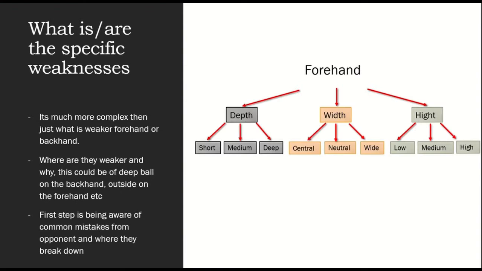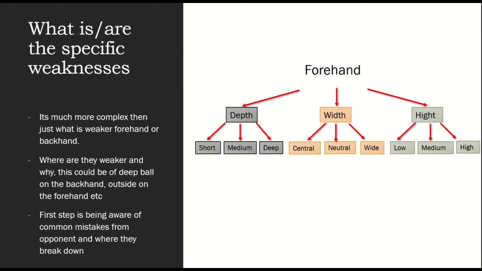It's important to be specific, so it's not just saying, okay, their forehand's better than backhand. What's better? What's worse? Why is it worse? It's a lot more complex than that. Looking at a diagram here, this doesn't have all the factors. It has other stuff in there such as speed and spin.